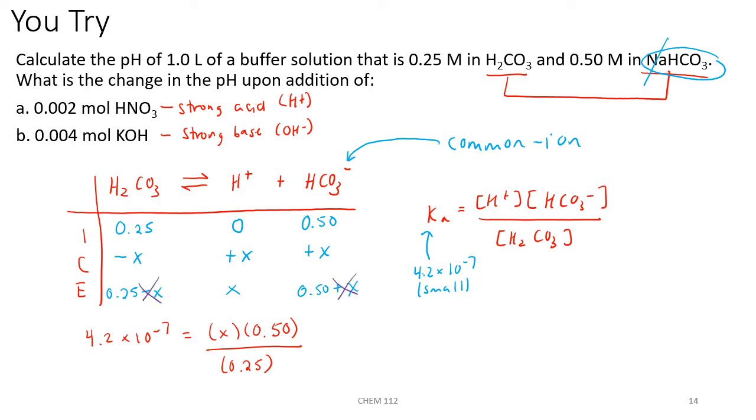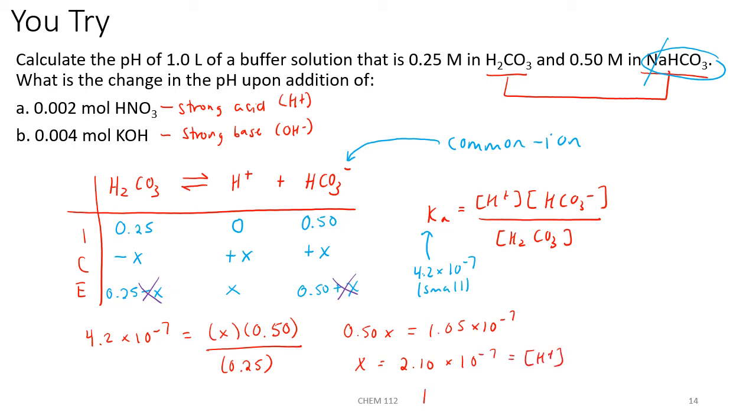So that's why sometimes writing an ICE table over and over again becomes redundant, because with so many weak acids and bases, you're going to end up getting to ignore the minus and plus x anyways. But go ahead and continue writing it if it's helpful for you. So we're going to want to solve for x because x is equal to our hydrogen ion concentration, and we're going to end up getting 0.50 times x is equal to 0.25 times the Ka, which gives us 1.05 times 10 to the negative 7th. And your x value should come out to being 2.10 times 10 to the negative 7th. That's equal to our hydrogen ion concentration.